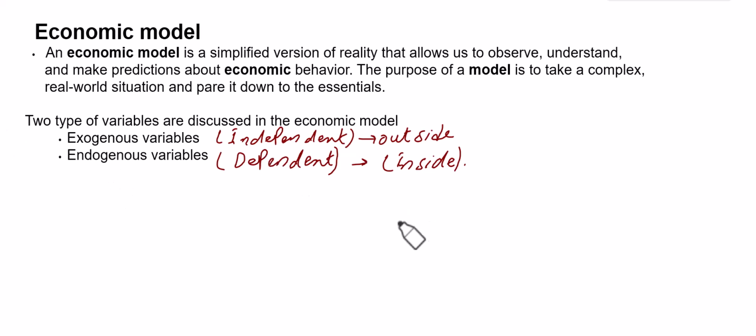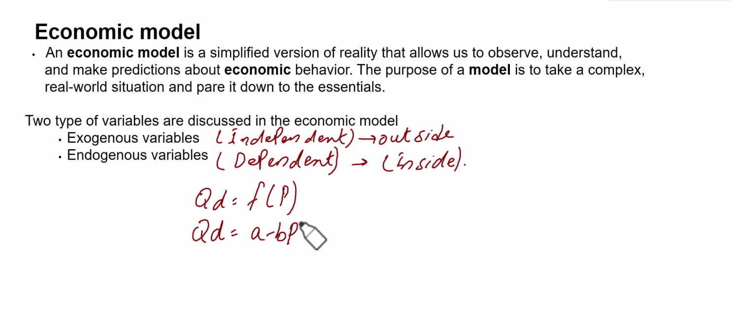For example, here I am writing a model: QD, quantity demanded, is a function of price. Or we can write it as QD = A - BP in mathematical equation form. So basically here QD is the quantity demanded, that is called the dependent variable, and P is the price level, that is called the independent variable.